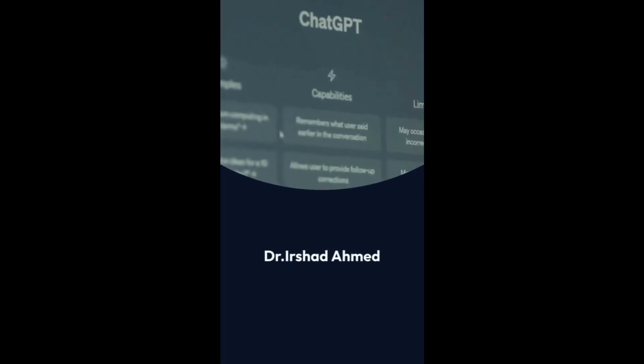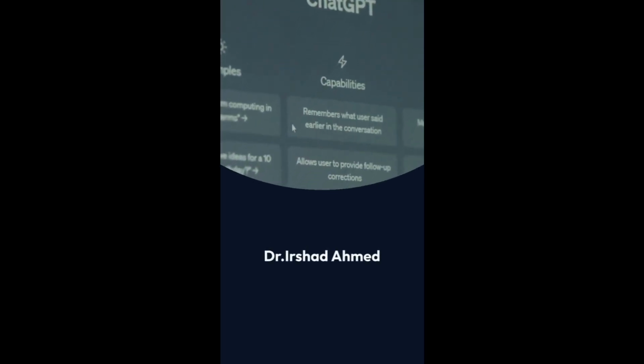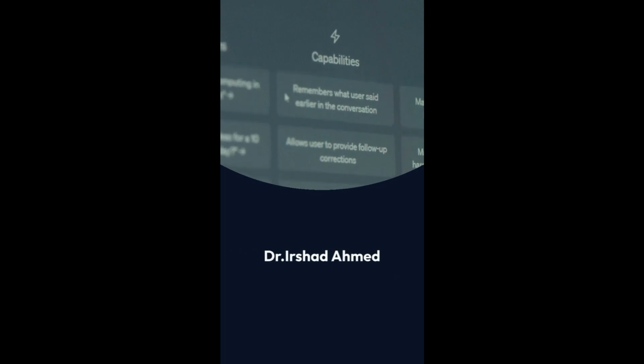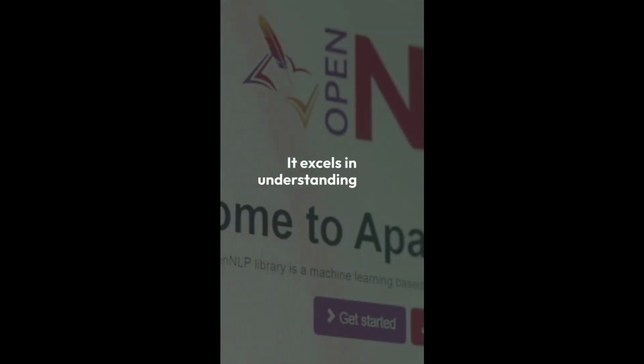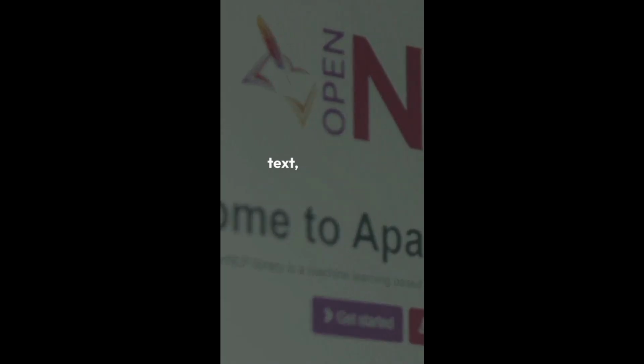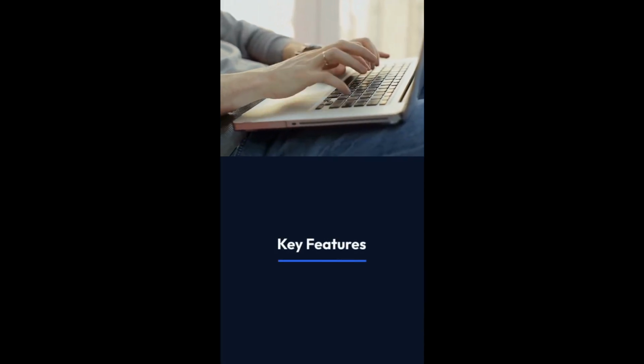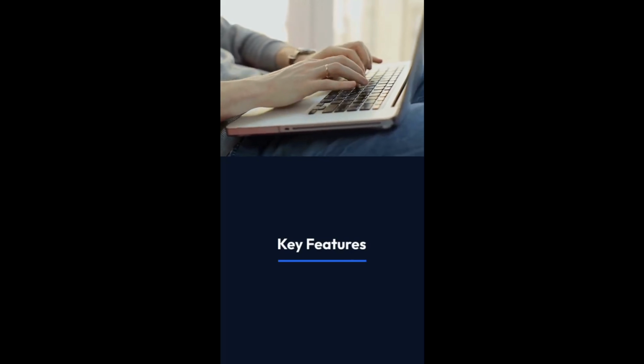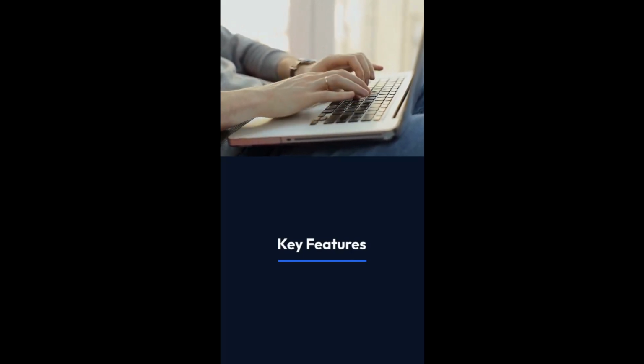ChatGPT, developed by OpenAI, is an advanced AI language model based on the GPT-4 architecture. It excels in understanding and generating human-like text, making it a powerful tool for various applications. ChatGPT's key features include natural language understanding, conversational ability, and text generation.